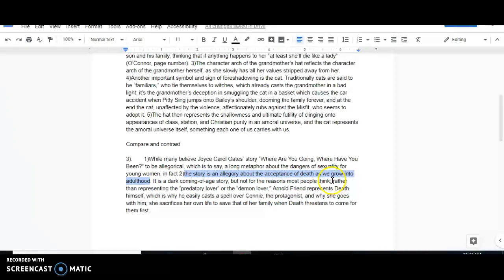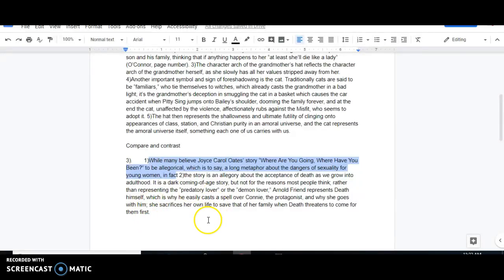Again, you're doing the same, rather than representing the predatory lover, the demon lover, as is commonly thought, Arnold Friend represents death, which is why he easily casts a spell over Connie, the protagonist, and why she goes with him. She sacrifices her own life to save that of her family when death threatens to come for them first. This is an argument, and it's compare and contrast. You're showing the common reading, you're giving a different reading, and you're saying why.